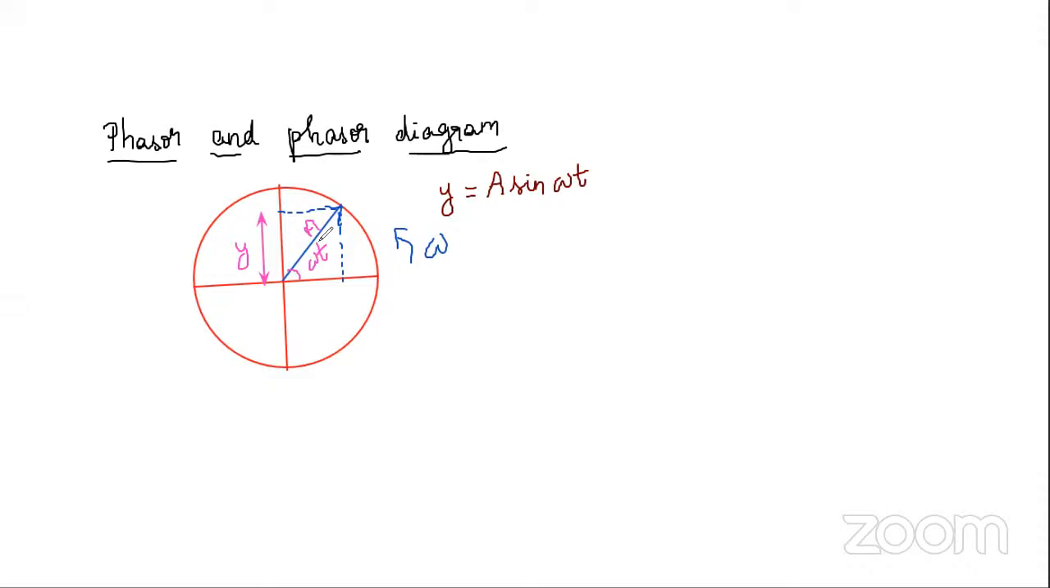So now, what is the meaning of this A? A is actually called the phasor of y. Why are we calling A the phasor of y? Let me write it here. Here A is called the phasor of y.